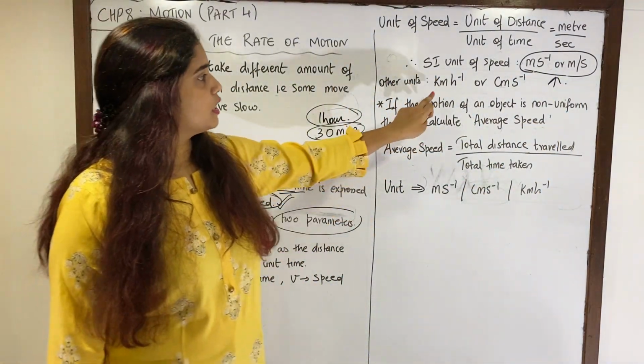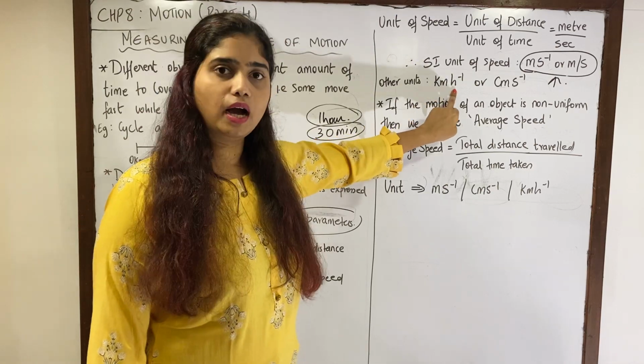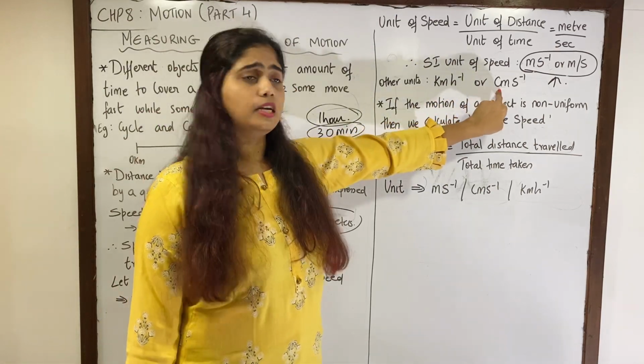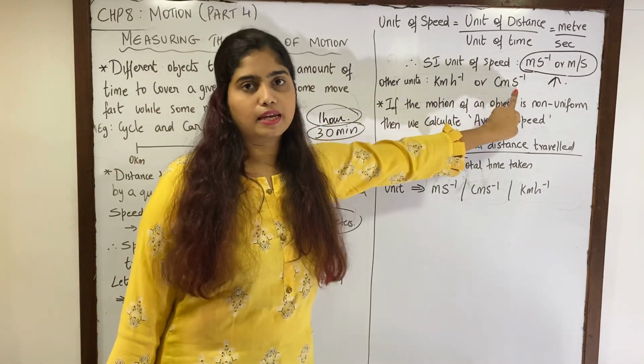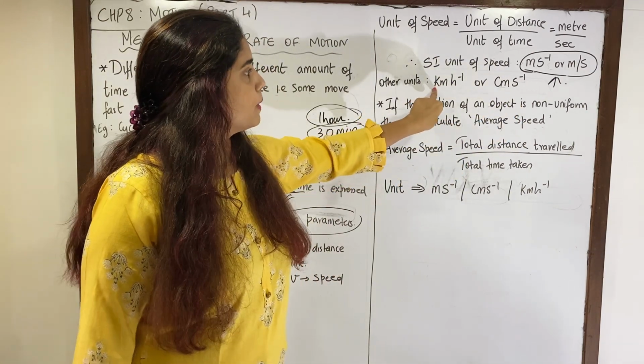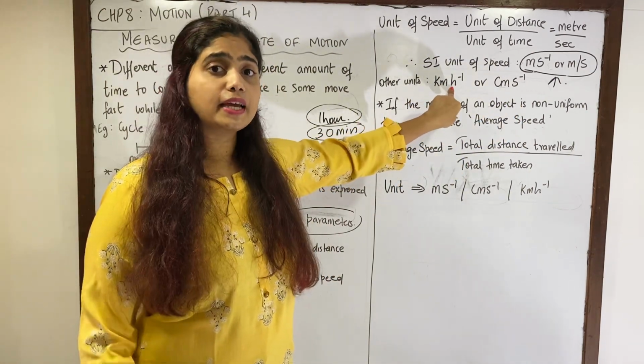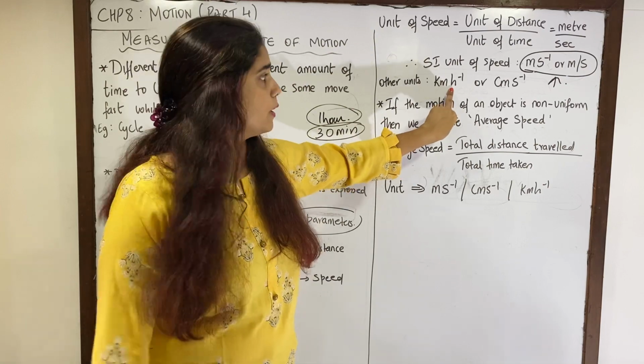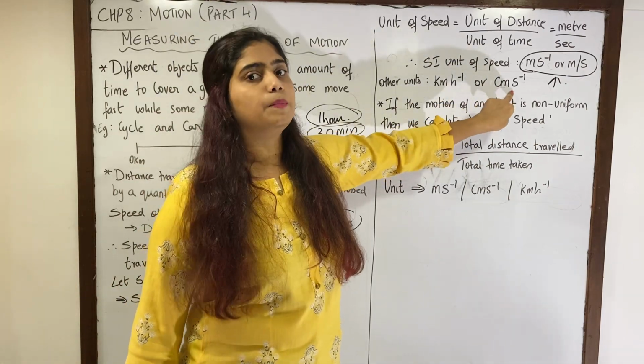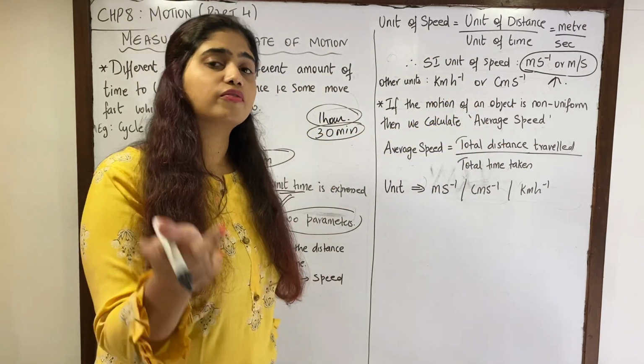Okay. So whenever kilometers is involved, it is going to be per hour. Whenever centimeter is involved, it is going to be per second. It will never be kilometer per second. If it is kilometer per second, then you have to do conversion over there. And it is never going to be centimeter per hour. Again, if it is centimeter per hour, you have to do conversion.